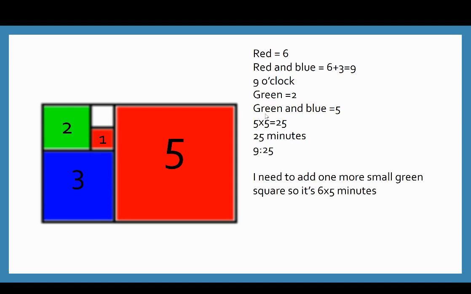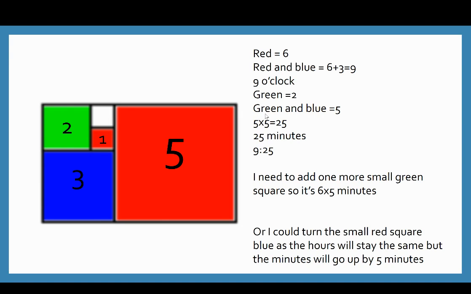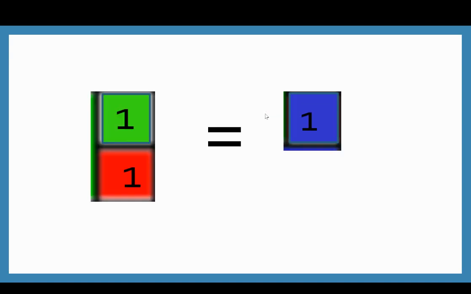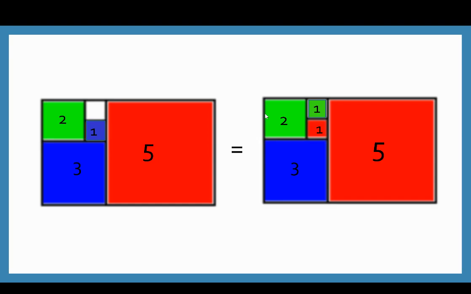And now I'm going, I need to add one small green square because I want it to be 5 minutes later. So instead of having 5 times 5, I've got 6 times 5, which is 30 minutes, not 25 minutes. And look, I've got a white square there. I could just turn that green. Oh, but I could also, instead of doing that, a more elegant solution, see the red one. If I turn that blue, my hours would be the same, but my minutes would have gone up by 5. Because the small green and the small red is the same as the small blue.